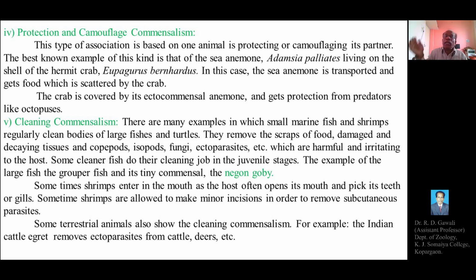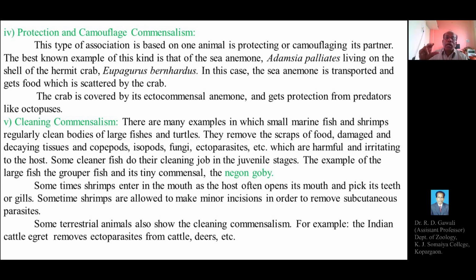That is, shrimps entering the mouth and cleaning the teeth or the gills and removing the debris or various food materials which are entangled with the teeth or the gills, which are used as food by the shrimps. So this is a cleaning job performed by the shrimps in the mouth of the host fish, where they clean the teeth or the gills.